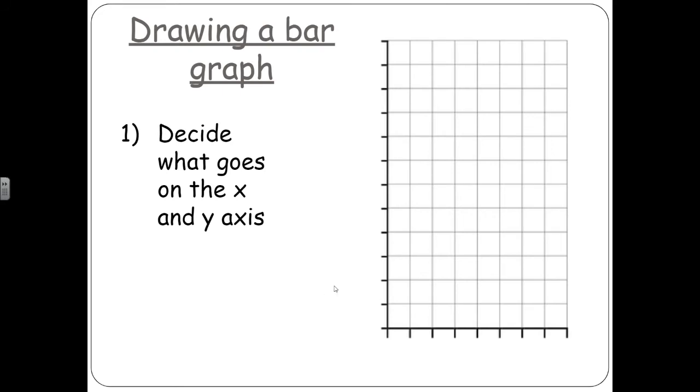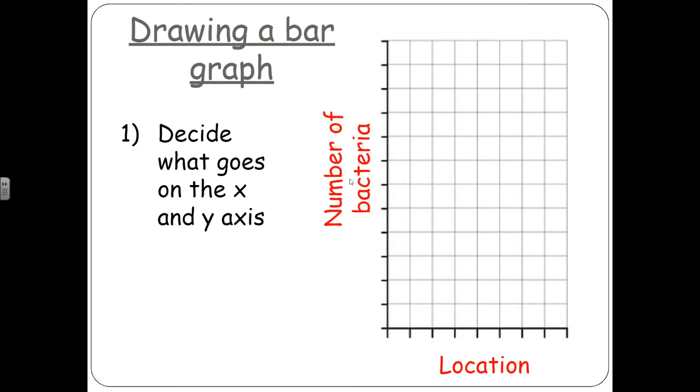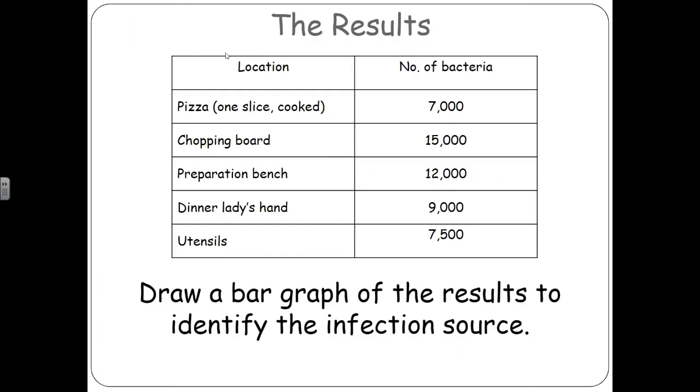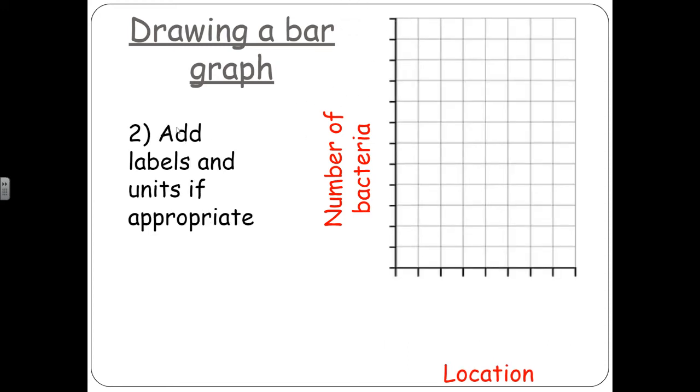So decide what's going on the X and the Y. The thing that you decide, the thing that you are choosing, goes on the X-axis. It's what's called the independent variable. And the thing that goes on the Y-axis there would be the number of bacteria. When we're drawing a graph, copy exactly what it says in the heading as your label. There should be units. So, if it's just number of bacteria, that doesn't need units. But if it was number of bacteria and it said brackets millions, you would have to put that on your line. If you need centimeters or meters or whatever, put it in. Add the labels and units if appropriate.